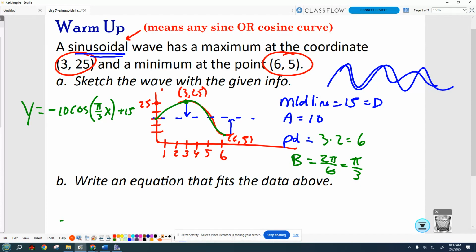Emma? Is it x minus 3? It's going to be right through. So all of what he said. So be careful. What do you have written for this? Y equals negative 10 cosine pi over 3 times x minus 3, plus 15. Or would it be negative? Okay. Yeah, okay, this is my question.